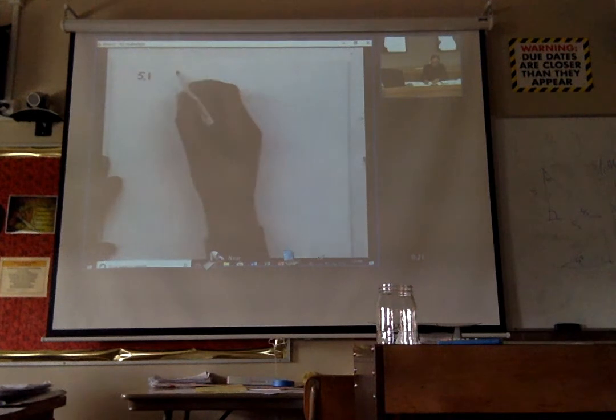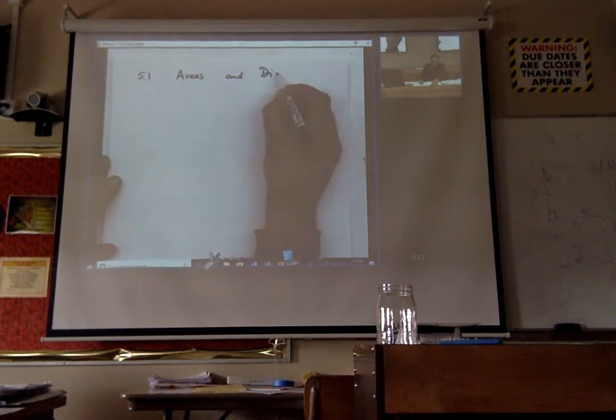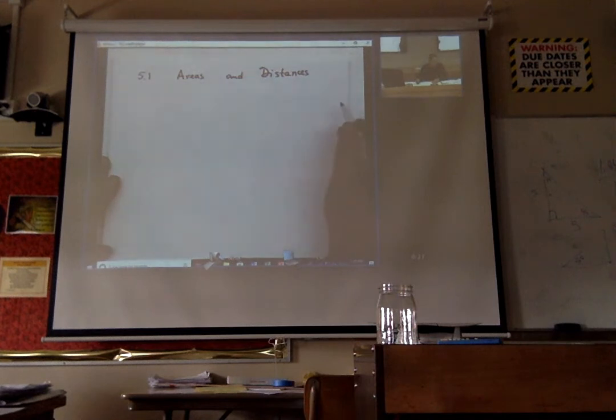So, 5.1 we call areas and distances. Let's start with the areas. Overall, in algebra or geometry, we learned a certain set of formulas that we can apply to find areas. If we're looking for the area of a square, and the side is x, you will say the area is what? x squared, right?